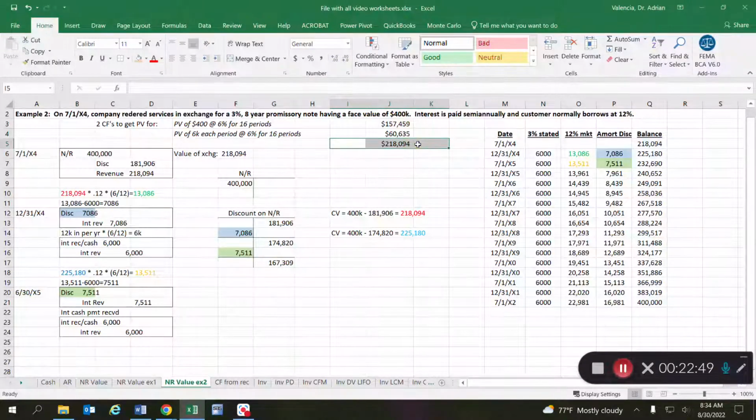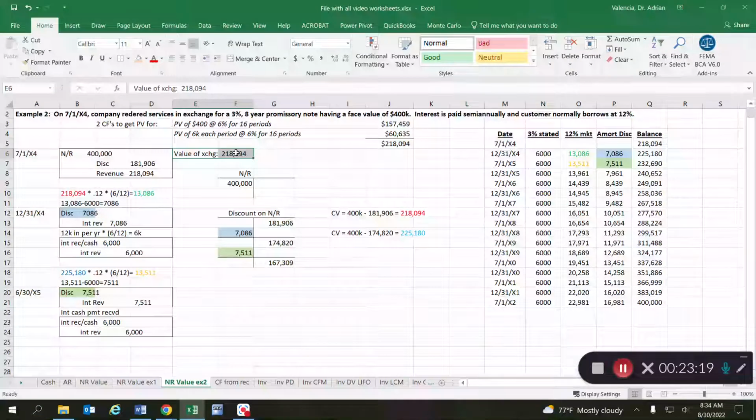And this is where it gets a little tricky, right? But we have to be able to determine this. Even though we state 400, even though we say that there's payments of 12,000 per year in interest, or 6,000 every 6 months, we have to break all this apart and determine that really the sale, or the provision of services, that's taking place right now is worth $218,000. That's what I mean here by the value of the exchange.